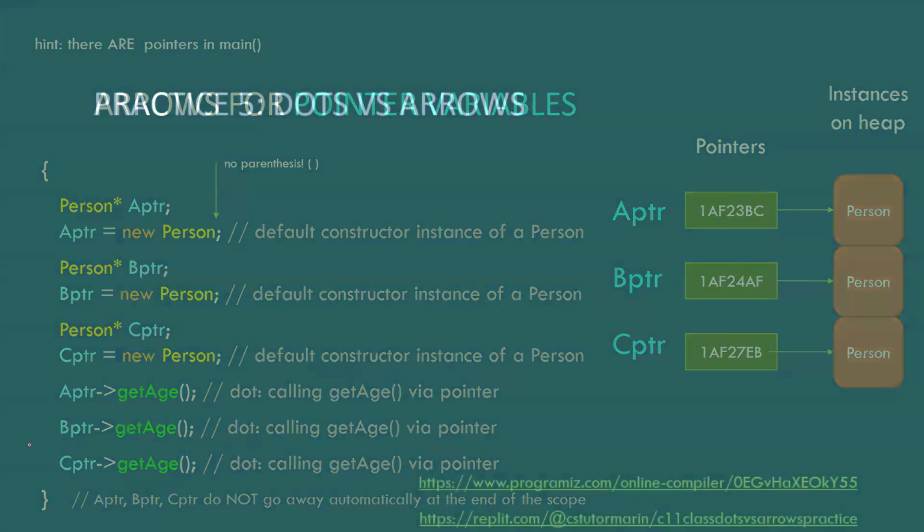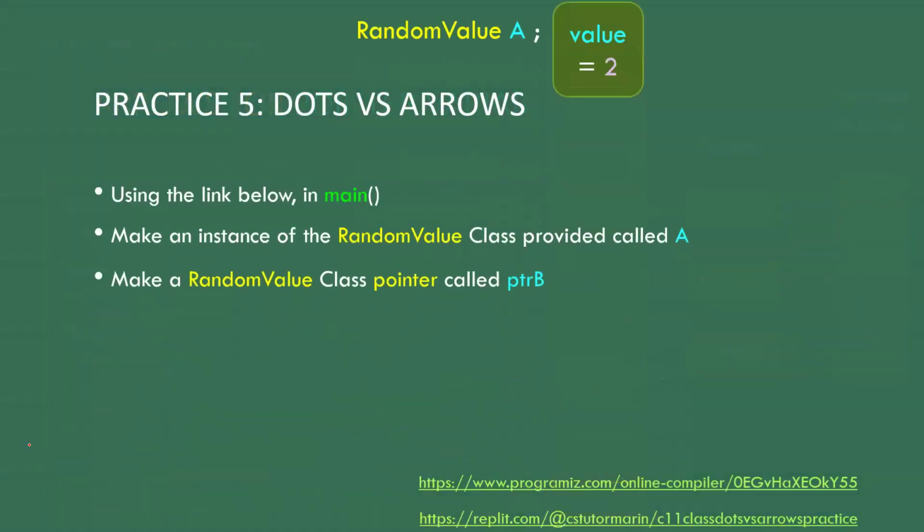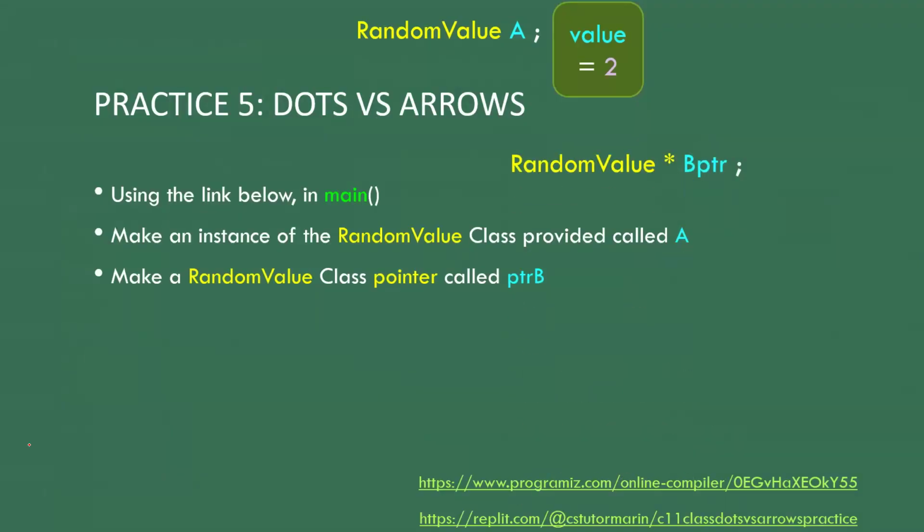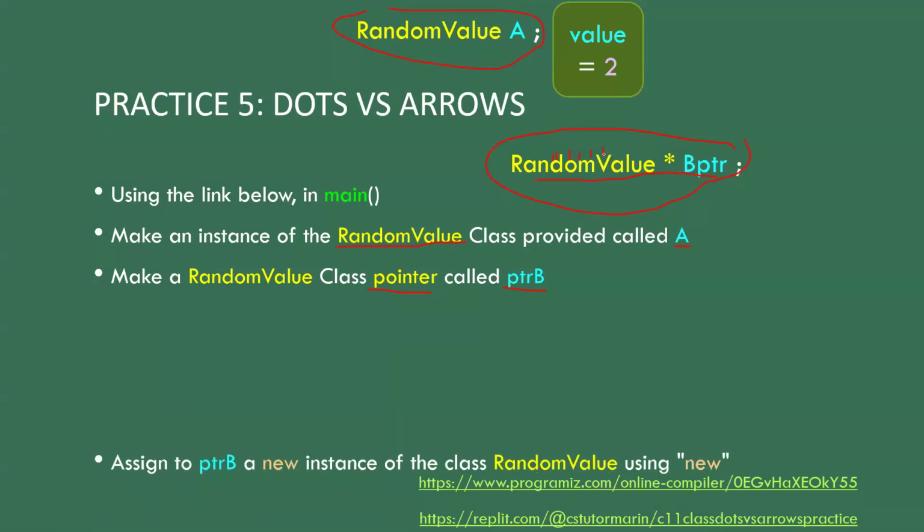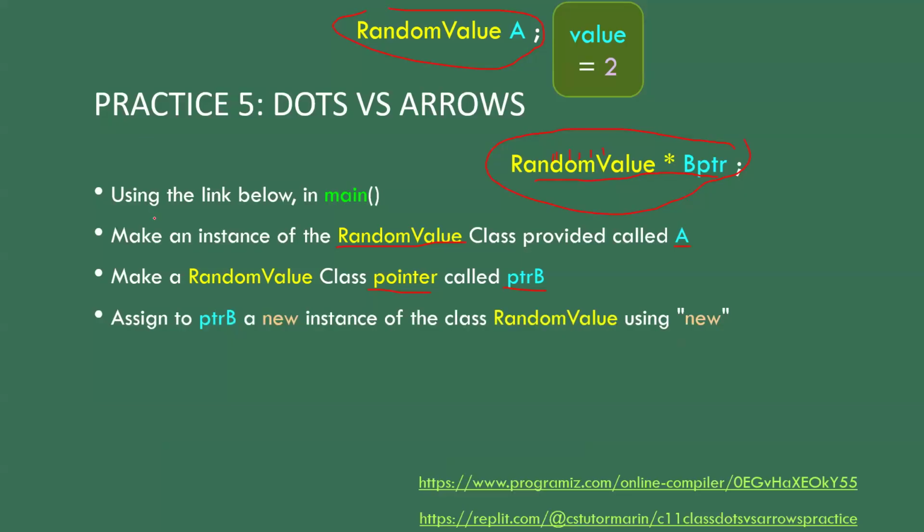Okay, so if you want to try this one, let's try this one. This one is quick enough, right? So we want to make an instance of this class. It's just called random value, called A, and then we want to create a pointer to a random value. Notice this is not creating an instance yet, right? This just creates space to store an address that's eventually going to point to an instance, okay? So we want to do that in our code, okay? And then we want to assign PTRB a new instance. So we're going to use our new to do that, right?